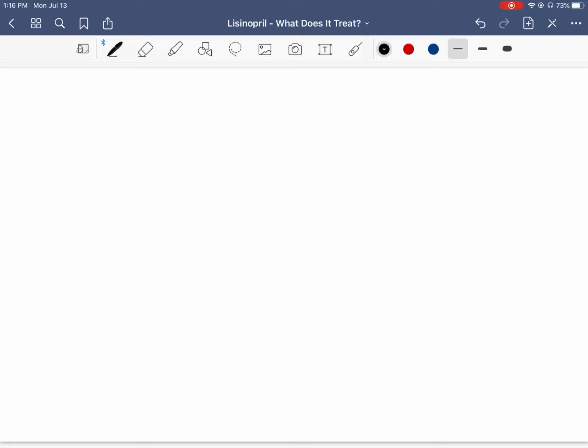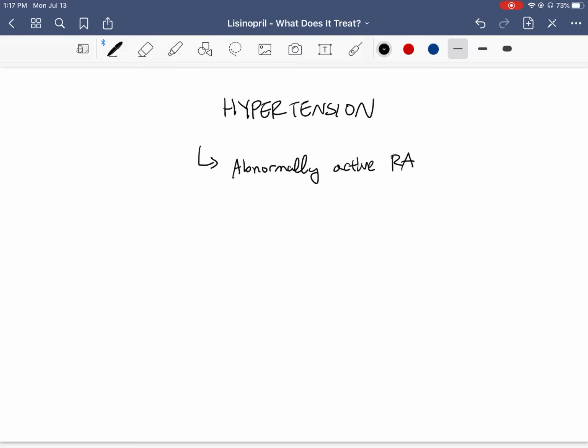Thus, for those suffering from high blood pressure or hypertension, one potential consequence is an RAS that is abnormally active. An abnormally active RAS will then result in excess angiotensin 2 in your bloodstream, which then causes the different properties of angiotensin 2 to carry out its job and increase our blood pressure via vasoconstriction or the secretion of aldosterone, thus causing an increase in blood pressure and potentially hypertension.